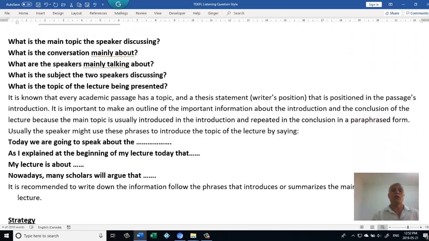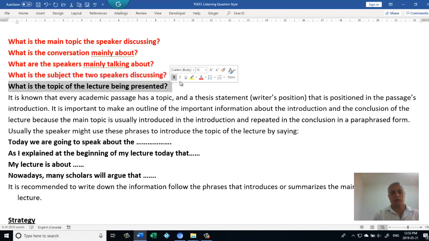For example, the signals for the question could be like this. What is the main topic the speaker is discussing? Or what is the conversation mainly about? What are the speakers mainly talking about? What is the subject the two speakers are discussing? What is the topic of the lecture being presented? You see here, this is the prompt of the question. When we have those kinds of questions, then we know what we're looking for.